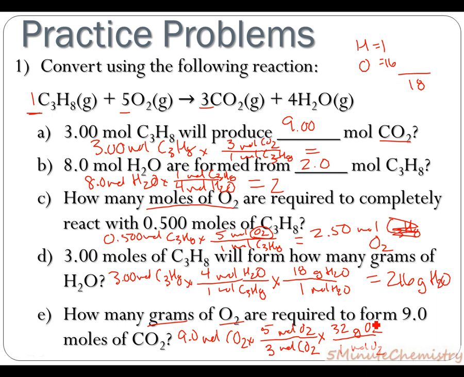and let me go ahead and do this real quick. I know, I should have estimated a simpler example, but that's okay. We're taking 9, multiply by 5, divide out 3, and multiply 32. This gives us 480 grams of oxygen.